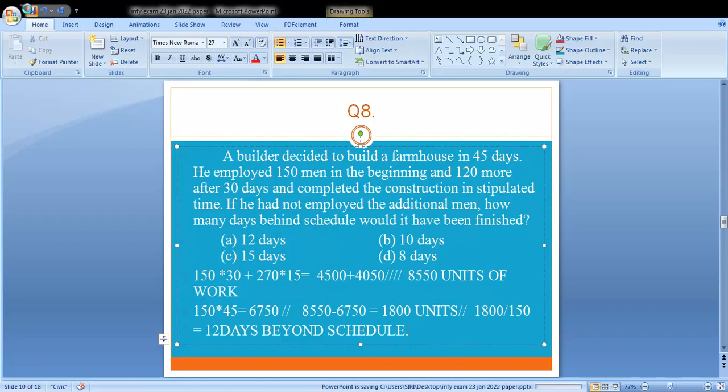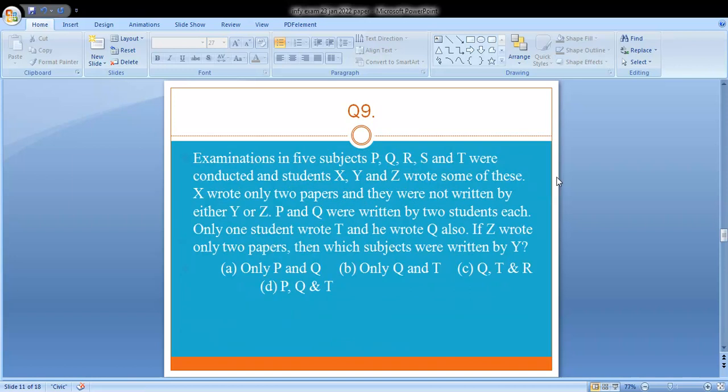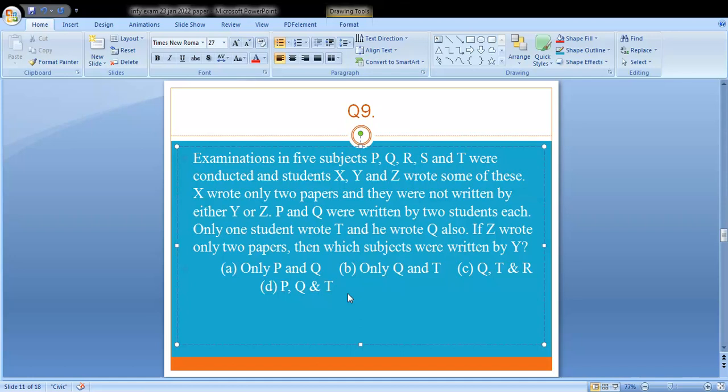Let's go for the next one. You can read and answer this question. Examinations in 5 subjects, P, Q, R, S, T, were conducted and students X, Y, Z wrote some of these. So there are three students X, Y, Z. They wrote P, Q, R, S, and T, exams in 5 subjects.